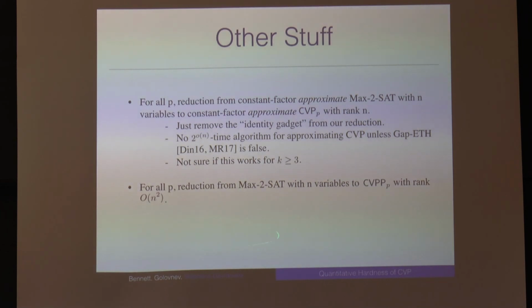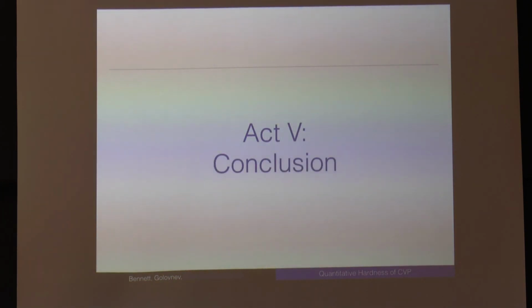In addition, for all p, we show a reduction from max 2 sat with n variables to CVP with preprocessing with rank order n squared. So there's no 2 to the little o of square root n time algorithm for the CVP with preprocessing problem. If you don't know what that means, don't worry about it. But so those are the other two results, and I'll now conclude unless there are additional questions.